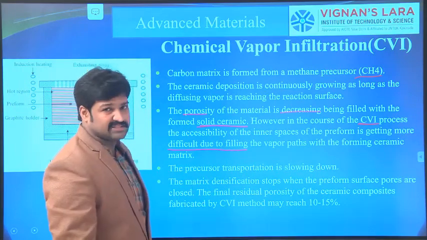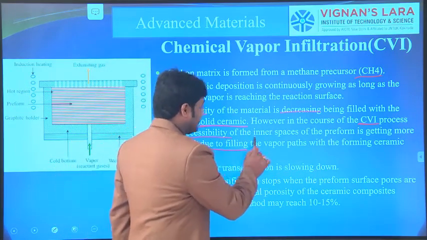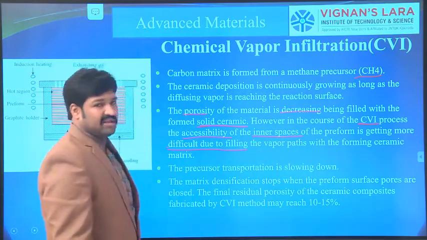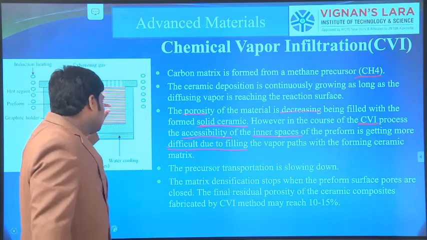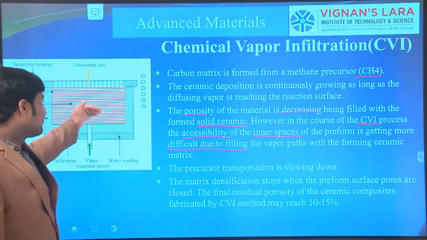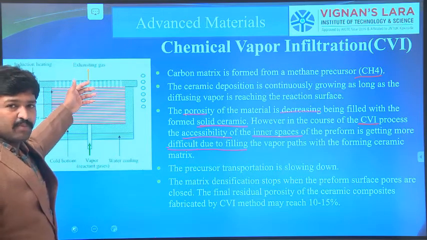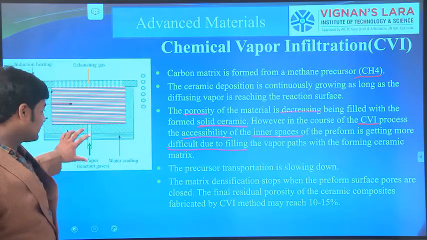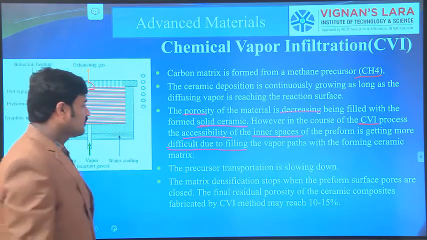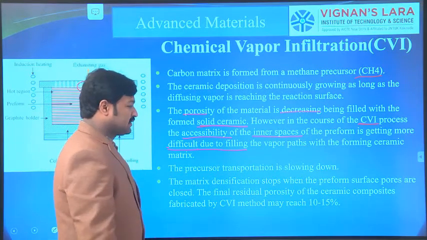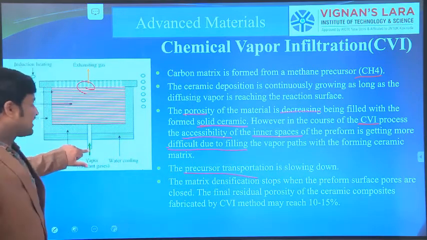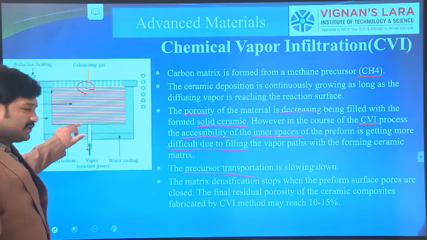The accessibility of the inner spaces of the preform is getting more difficult due to the filling of vapor pores. Starting at the bottom of the surface, the reactant gas is reacting with the preform and matrix is depositing, so reaching the spaces above, the upper porous part of the component, is very difficult, and the passage of these gases towards this direction is very difficult. In the forming ceramic matrix, the precursor transportation is slowing down. By means of these gases, we are transporting the precursor. The transportation is reducing.